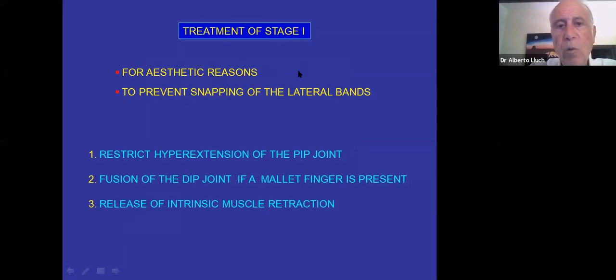In stage 1, when the joint is completely active, with full active mobility, we can restrict the hyperextension of the PIP joint, so the patient doesn't bring it into hyperextension. We can fuse the DIP joint if a mallet finger is present, and with that we will solve the problem of the snapping of the lateral bands many times. We can try it before with a small aluminum splint on top of the finger after correcting the mallet finger and asking the patient to flex the PIP joint, or we can do a release of the intrinsic muscle retraction.